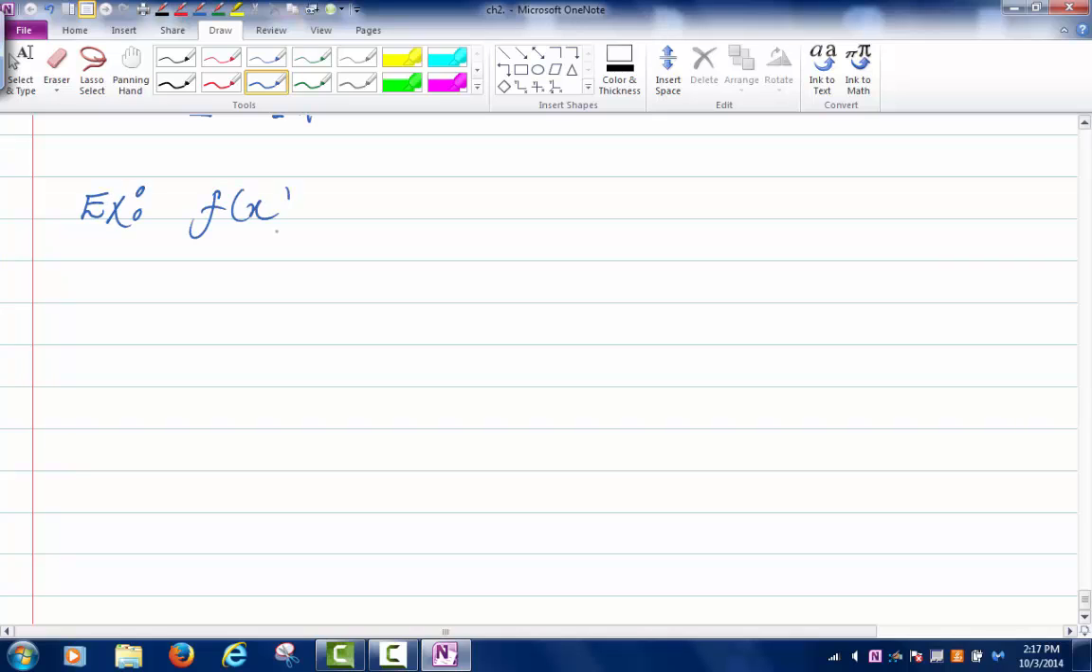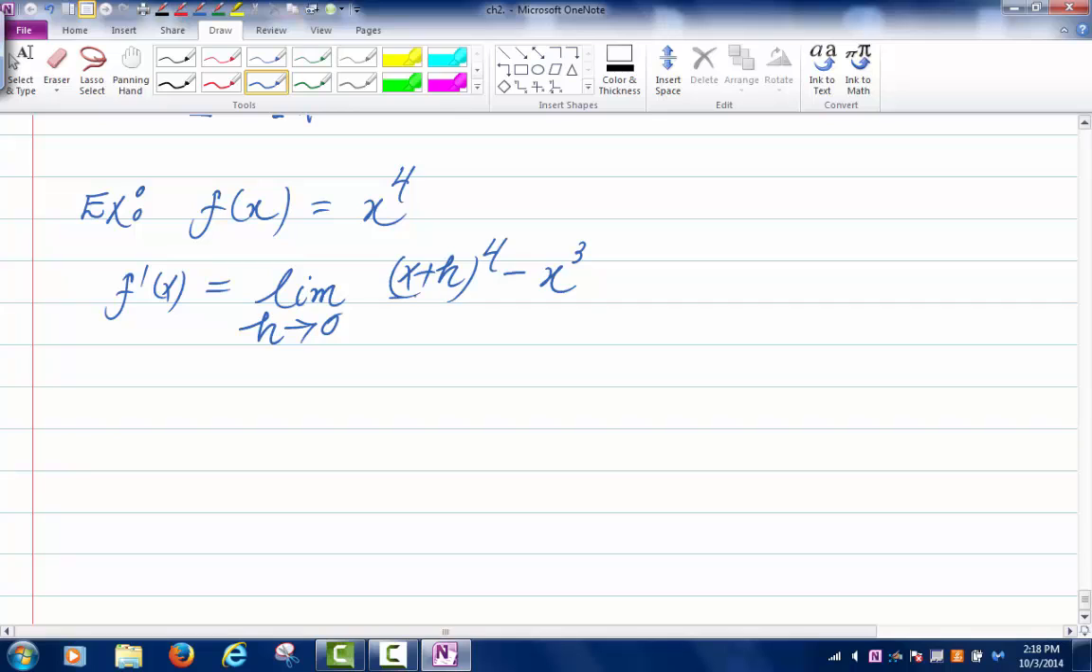If I have f of x equal to x to the 4, then the derivative in this case, well, you evaluate the function at x plus h, which would give you (x plus h) to the 4, and then you subtract the value of the function at x, divided by h. Now this time, how would you factor out the numerator? Well, exactly the same way.